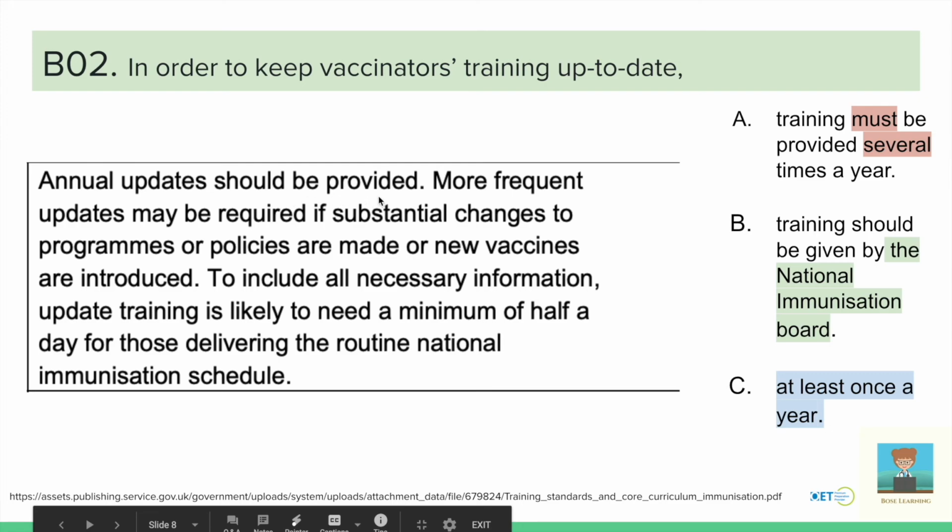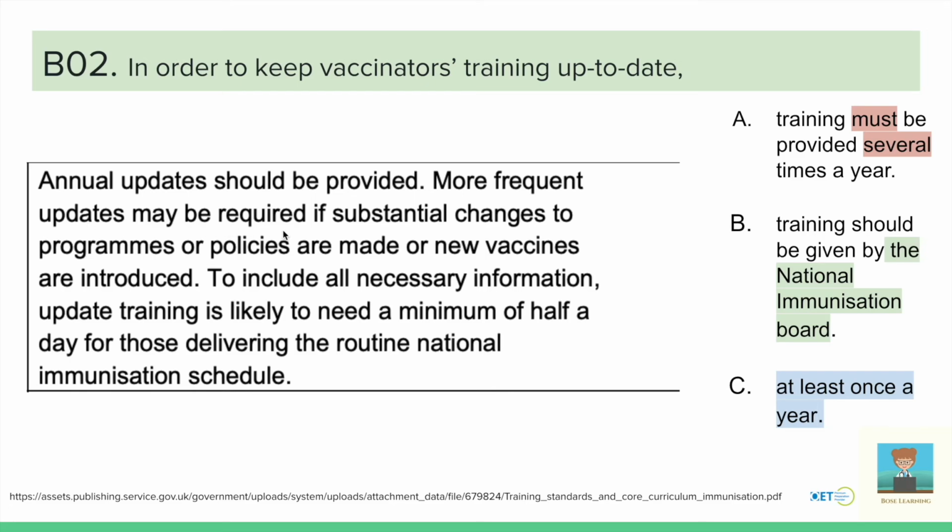Annual updates should be provided. Annual, at least once a year. More frequent updates may be required if substantial changes to programs or policies are made. So it's not compulsory, it's only if they are made. So to make sure your training is up to date, training should be given at least once a year. So the answer is C.